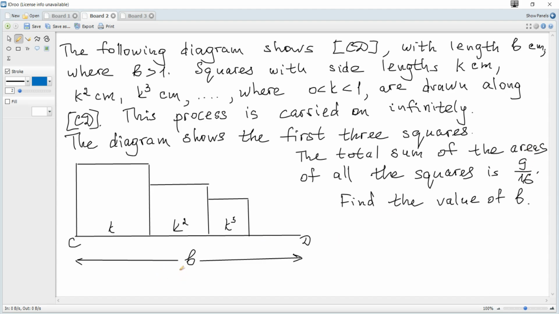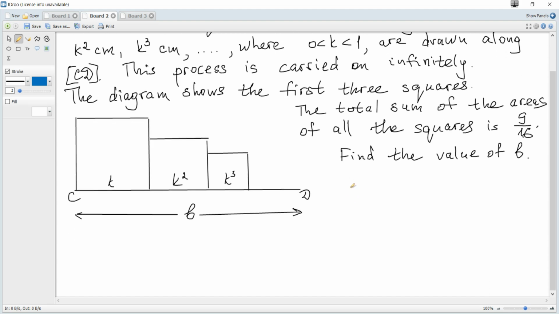So first of all, b is the total length, and notice that k is the length of the side of the first square, k squared of the second, k cubed of the third square, and so on. So absolutely similarly, if we consider the sum to infinity, the total length is the sum to infinity of all lengths, so we can say that b is u1, which is k, divided by 1 minus ratio, and it's clear that the ratio is also k. So if you know k, you can calculate the required value of b. But how to find k?